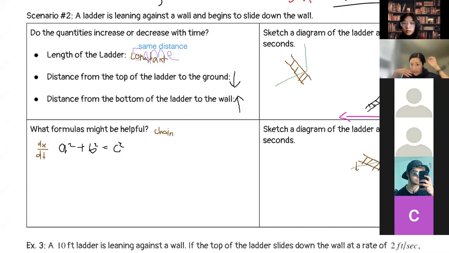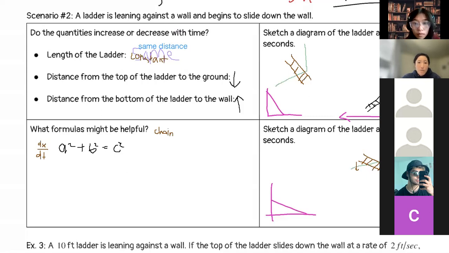And let's see, sketch a diagram of the ladder at 0 seconds and then 2 seconds later. No matter where our ladder was, let's say I had a diagram like this and a ladder like this, by the time we get to 2 seconds later, maybe it looks more like this, right? So think about it as a little animation. That ladder is sliding down the wall. So we get a new picture after 2 seconds.